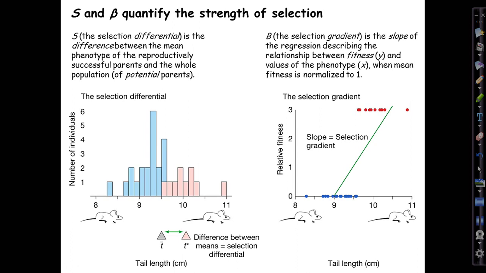Why is that? It's 3 because they are 1/3 of the population. There were 10 of them and 20 of the shorter-tailed potential parents who, as it happens, didn't breed. Okay, so with 1/3 of them having a fitness of 3 and 2/3 a fitness of 0, the mean fitness is 1. So there's the regression line, that green straight line. That's the selection gradient. It shows a positive relationship between tail length, the x value, and relative fitness, the y value.